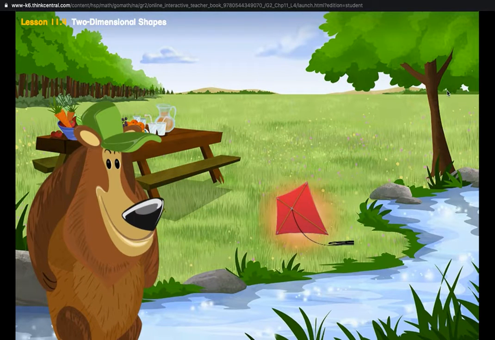Hi there. Looks like someone lost a kite. Click the kite to find out how many sides and vertices it has. Okay, this kite has four sides and it has four vertices. Hmm, this kite has four sides and four vertices, but it's not a square or a rectangle. I wonder if there's another name for a four-sided two-dimensional shape. Come on, let's find out.